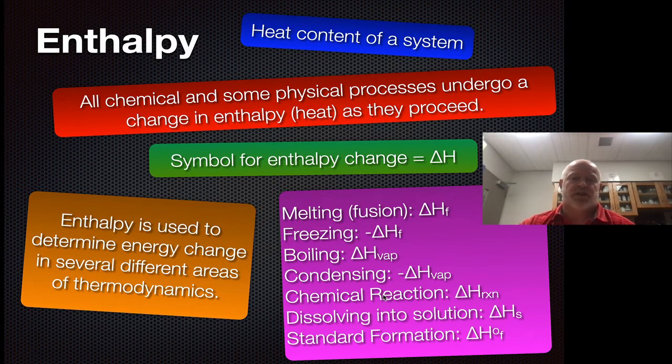Chemical reactions have an enthalpy change. We just call that the heat of a reaction. When you dissolve things into solution, they have an enthalpy change. We call that a heat of solution, okay? And then finally, if you're going to actually form compounds from their elements, there's actually a standard to that. So what would be the heat change to take, let's say, pure sodium and pure chlorine and make sodium chloride from it, okay? That's called a standard formation. So that little knot symbol there is that standardized symbol for us for that one, okay?